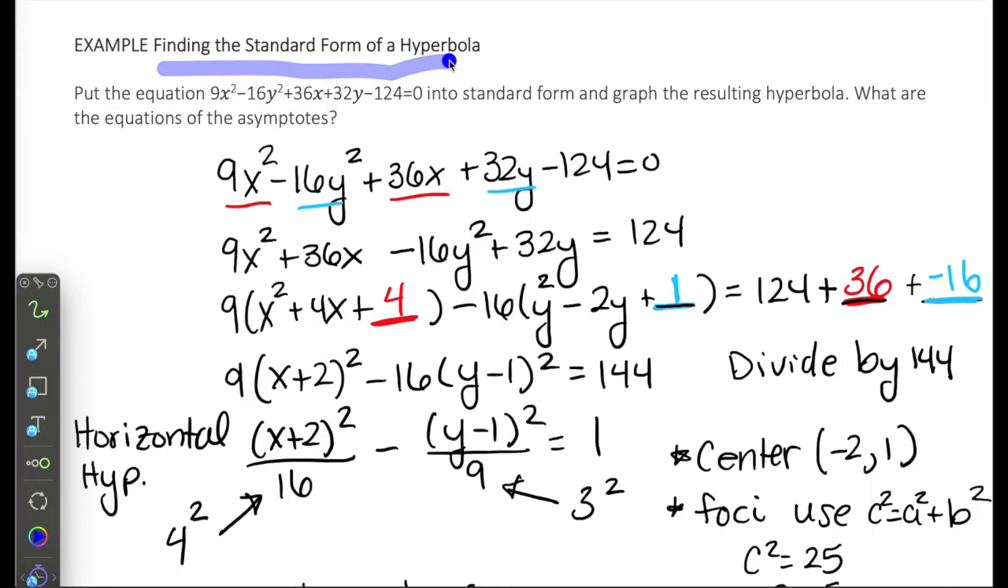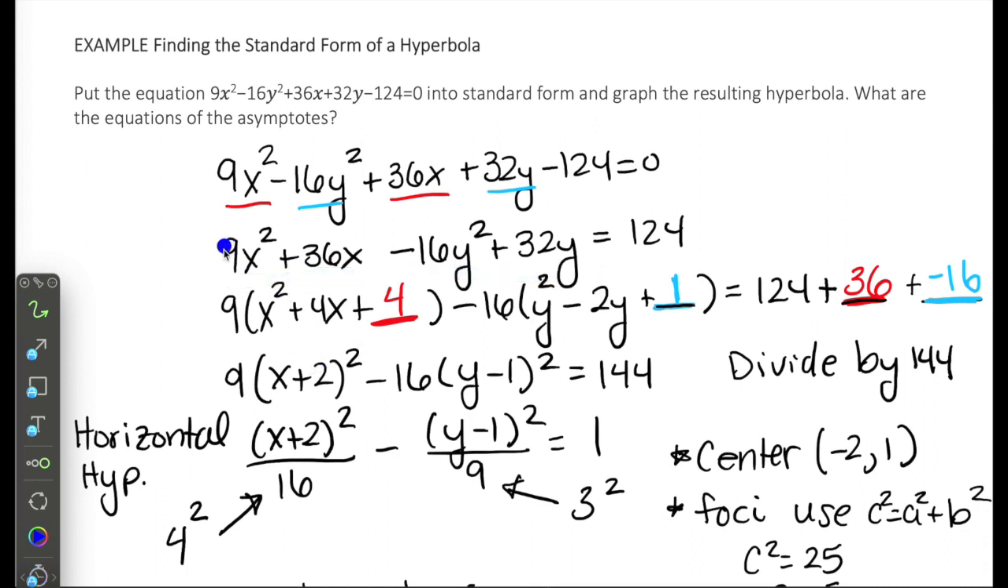Putting the hyperbola in standard form. Here it's given to us in general form. So I want to make sure that I collect my x's and y's together so I can complete the squares. And I'm going to move this negative 124 and push it to the other side. So here are my x terms, here are the y terms.